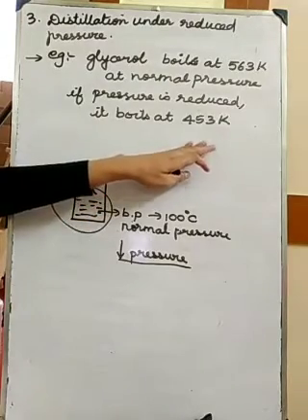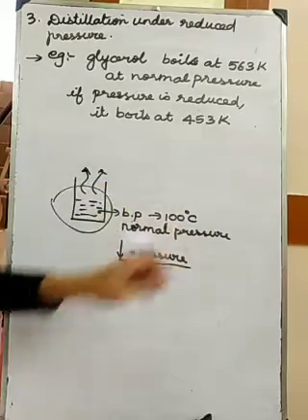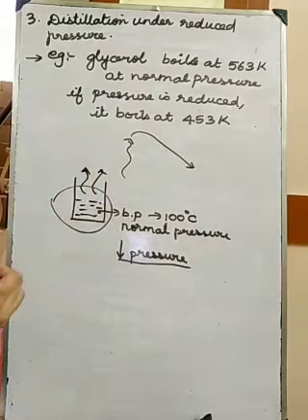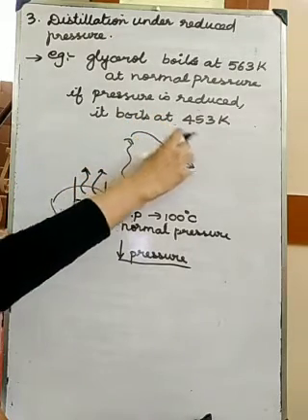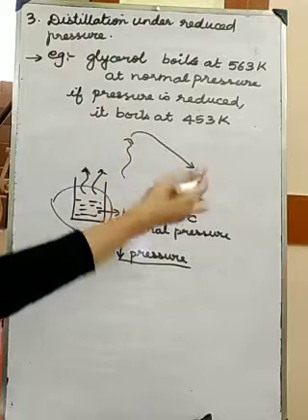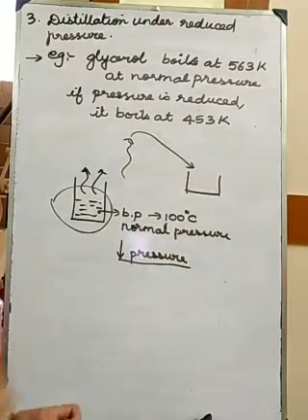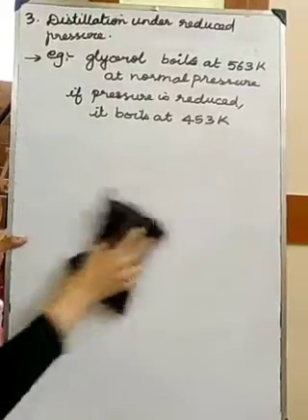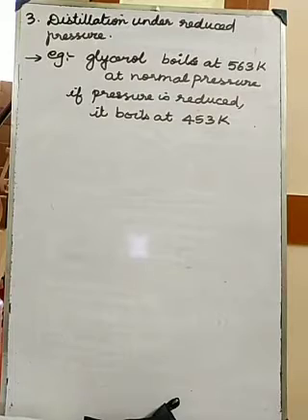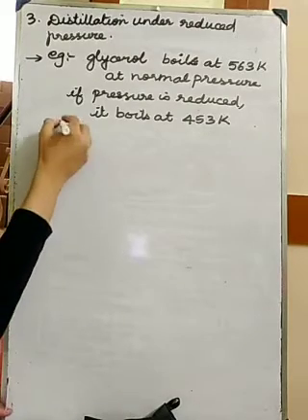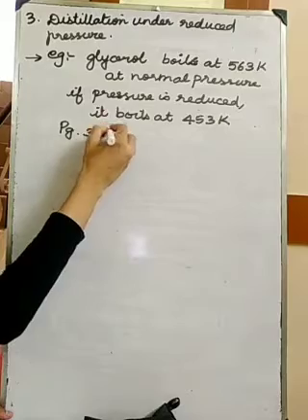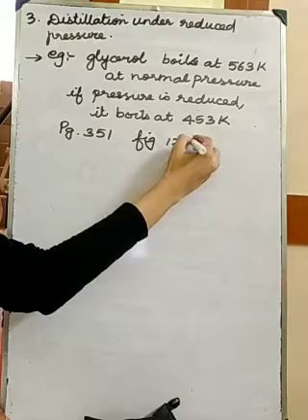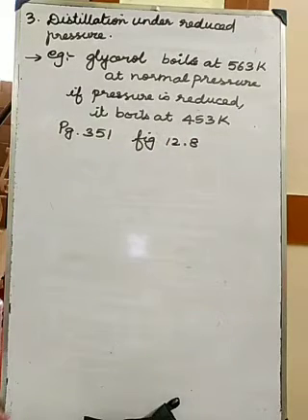So by adjusting the pressure, this liquid will boil soon. It will change into vapors. Then it will pass through the water condenser. What will happen? It will condense into liquid again, and we will get the pure liquid. Okay, so this method is used for purification. The diagram for this method is in page number 351, figure 12.8. Yesterday I told you to draw one diagram. I will check today.